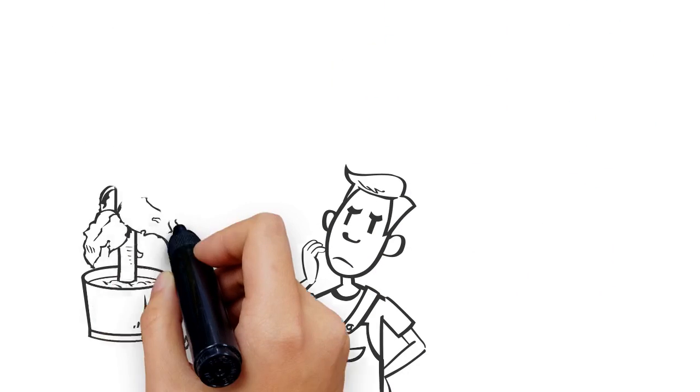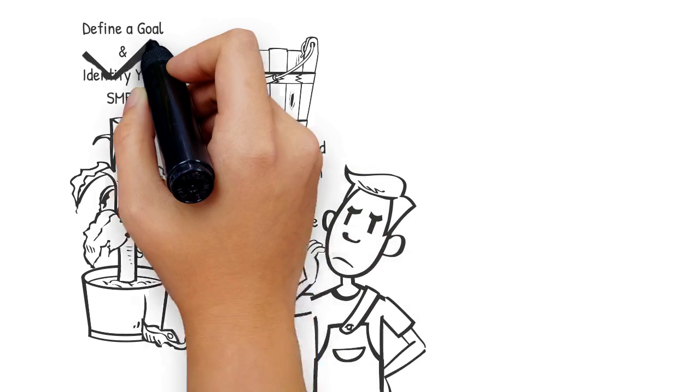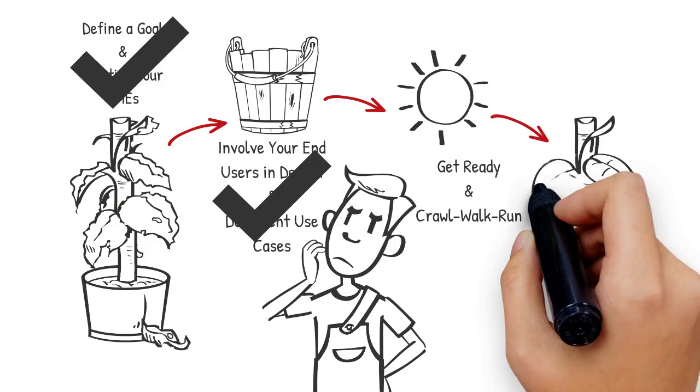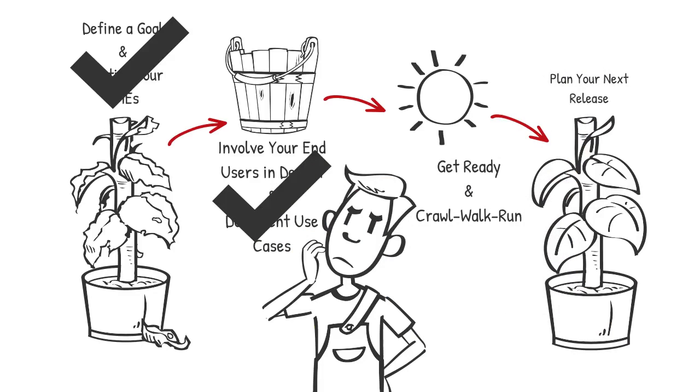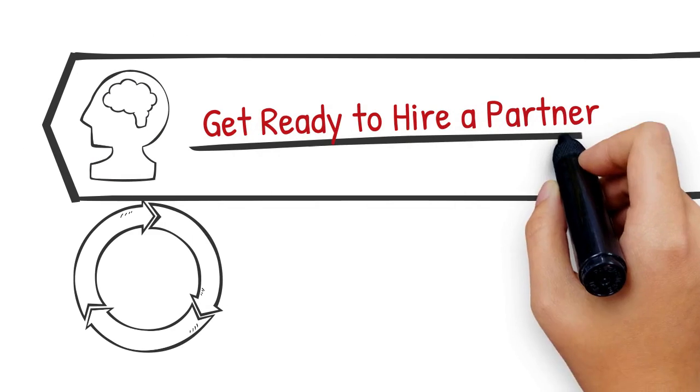Assuming you're up to date with the first two episodes of this series, you've already identified who your SMEs will be on the project, you've handpicked a few end users who might play a role on design and build, and you've documented a handful of requirements and use cases. Now it's time to get everything organized and hire a consulting partner.